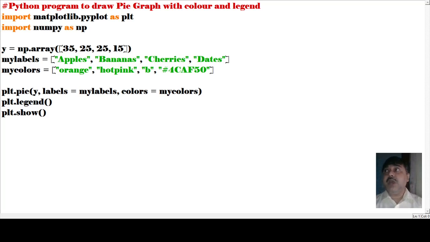Because we have to create one structure or one pattern. That is the array. See here we have created np.array. Np.array means 35, 25, 25 and 15. So with np.array, we have created this array.